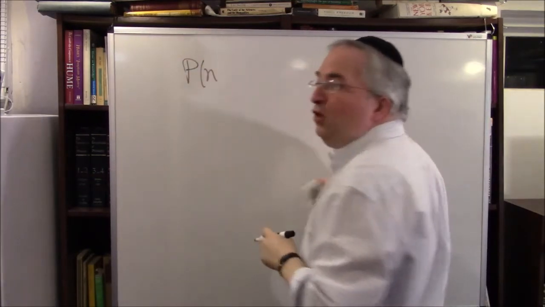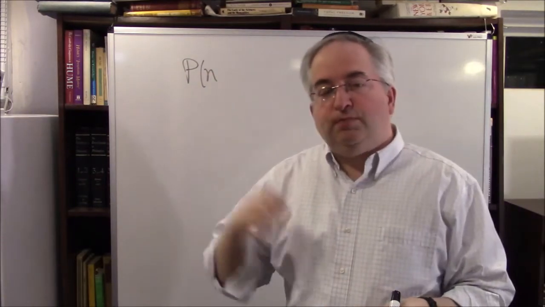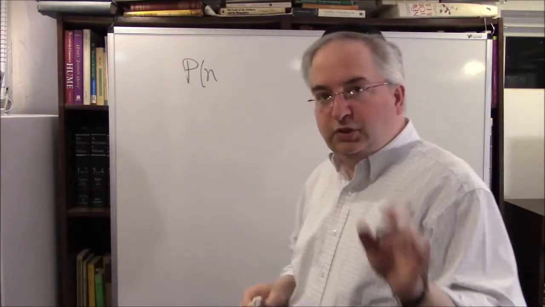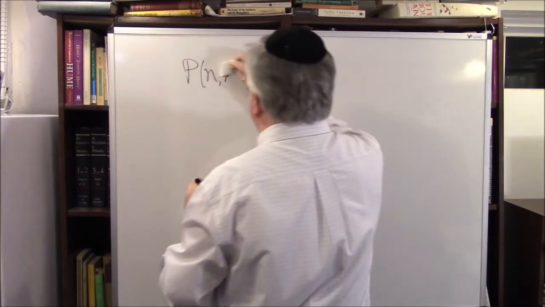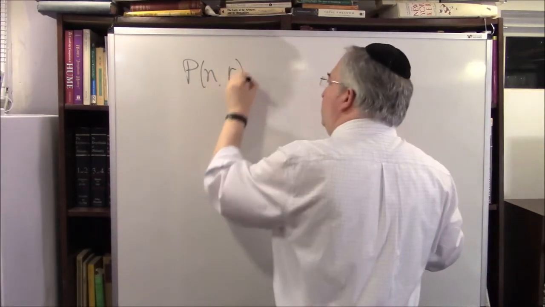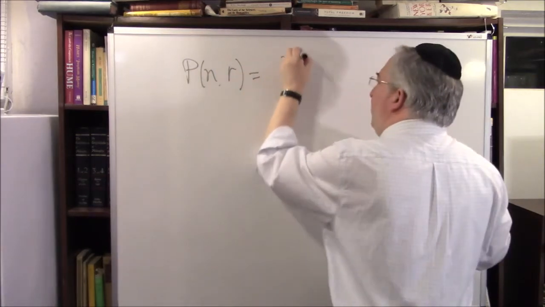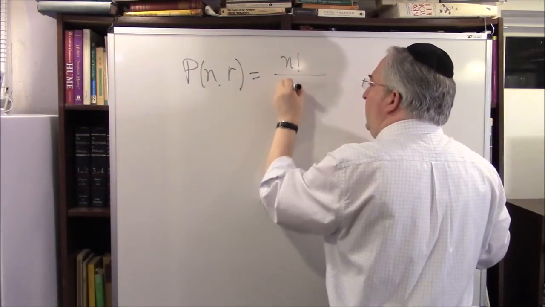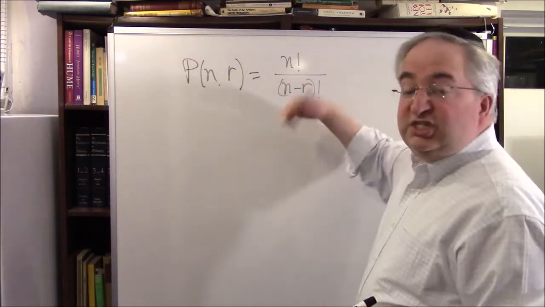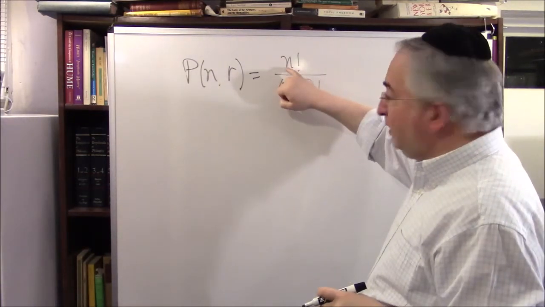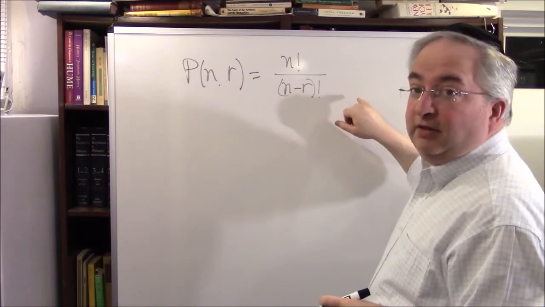P for the word permutation, because you're permuting, you're having different things. We're going to use the word permutation. P of n comma r is equal to n factorial divided by n minus r factorial. So that's this stunted factorial. It's the factorial, but you knock out the bottom part of the factorial.